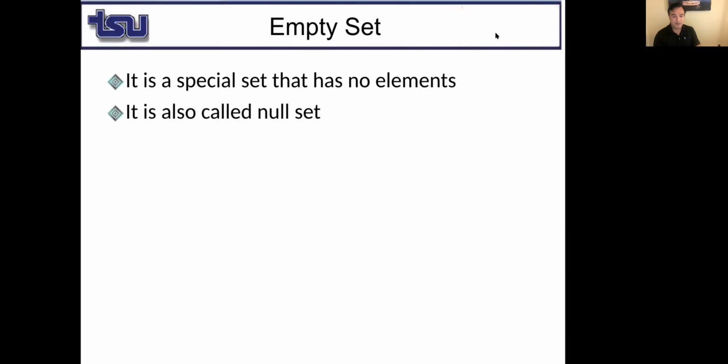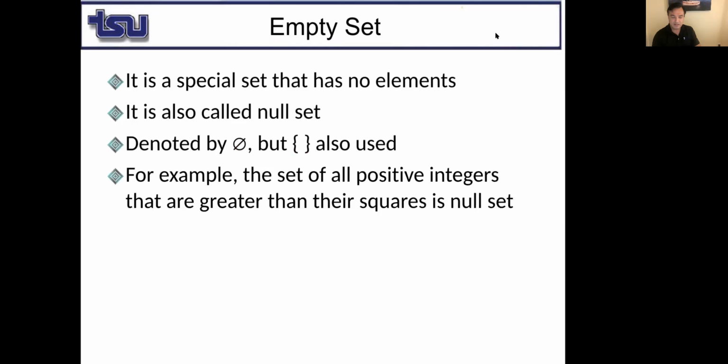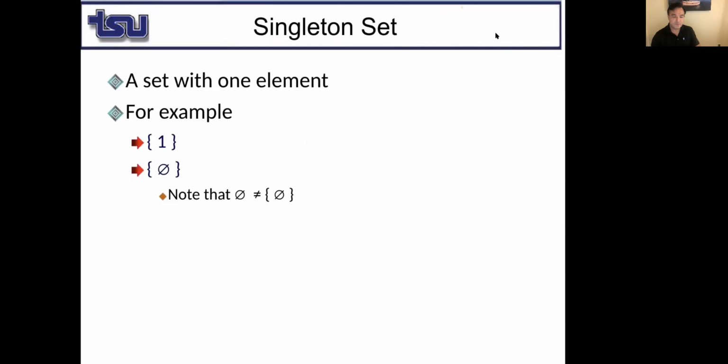By the way, an empty set is also called a null set. And we denote it with this or with that, as I express. And this is the example I just gave to you. Okay, singleton set. A singleton set is a set with only one element. For example, this is a singleton set, and this is a singleton set.